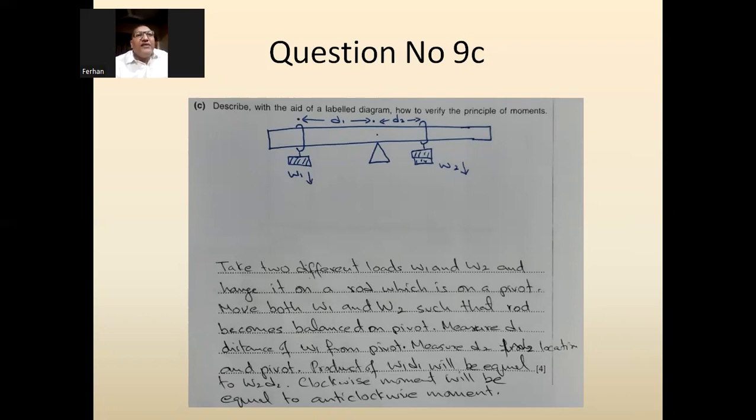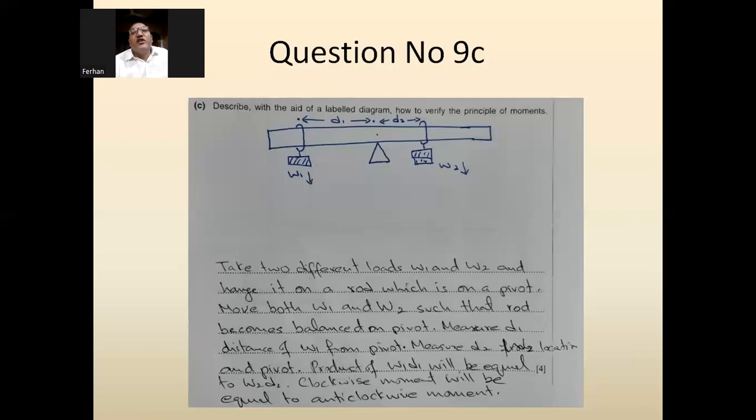So then I have measured the distance of the weight 1 from the pivot, D1, and the distance of the weight 2 from the pivot, D2. When the rod is in balance, you will observe that the product W1 D1 will be equal to the product W2 D2. In other words, you can say the clockwise moment will be equal to the anti-clockwise moment.